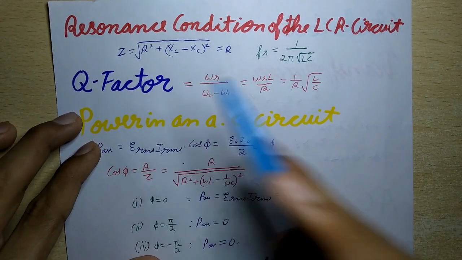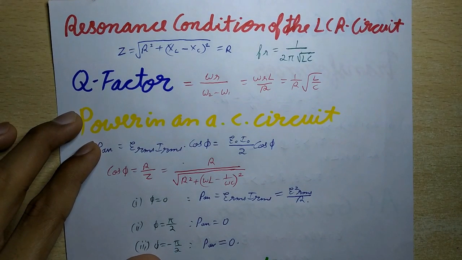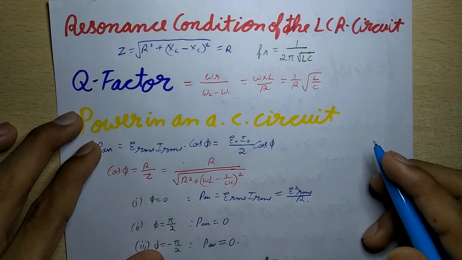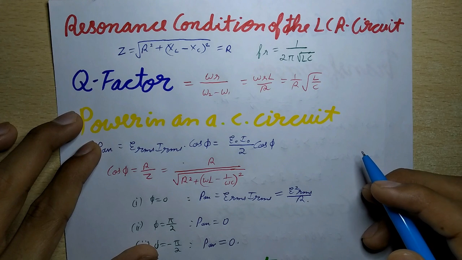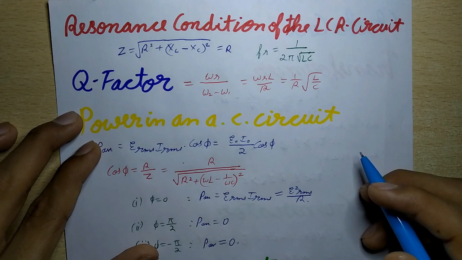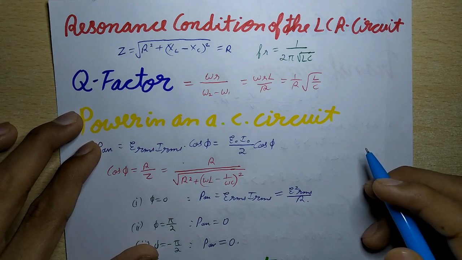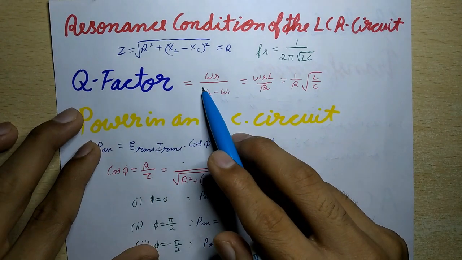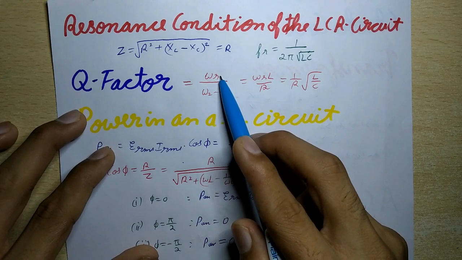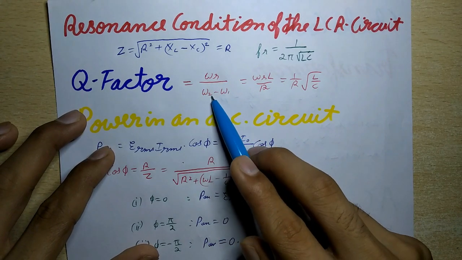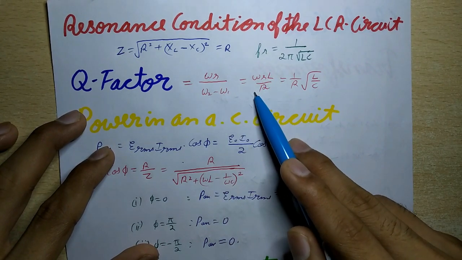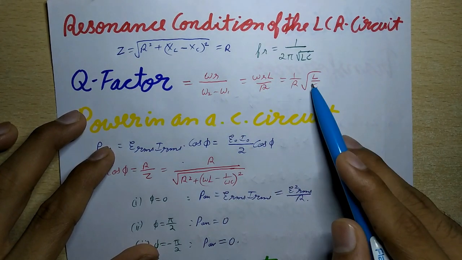Now next is Q factor. It indicates the sharpness of resonance. It is defined as the ratio of the resonant frequency to the difference in two frequencies taken on both sides of the resonant frequency, such that at each frequency the current amplitude becomes 1/√2 times the value at resonance frequency. So Q factor = resonant frequency/bandwidth = ωr/(ω2 − ω1) = ωrL/R = (1/R)√(L/C).